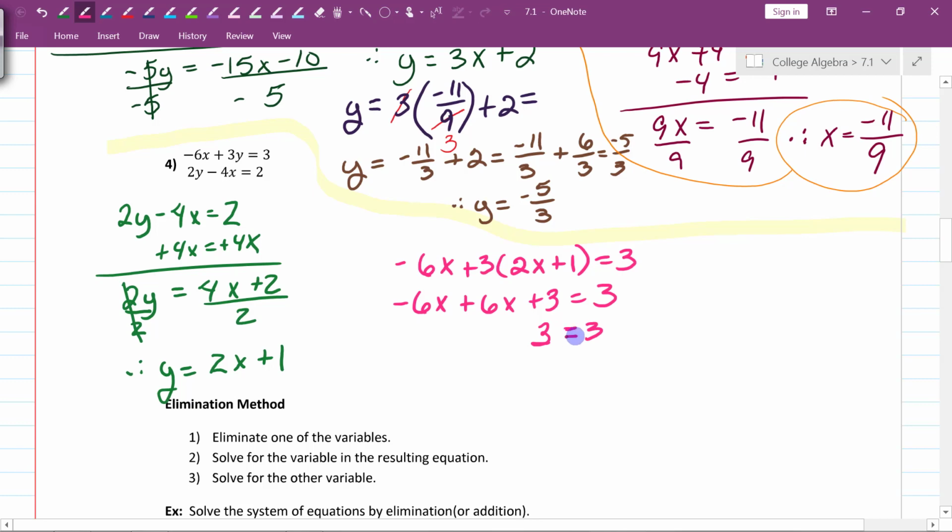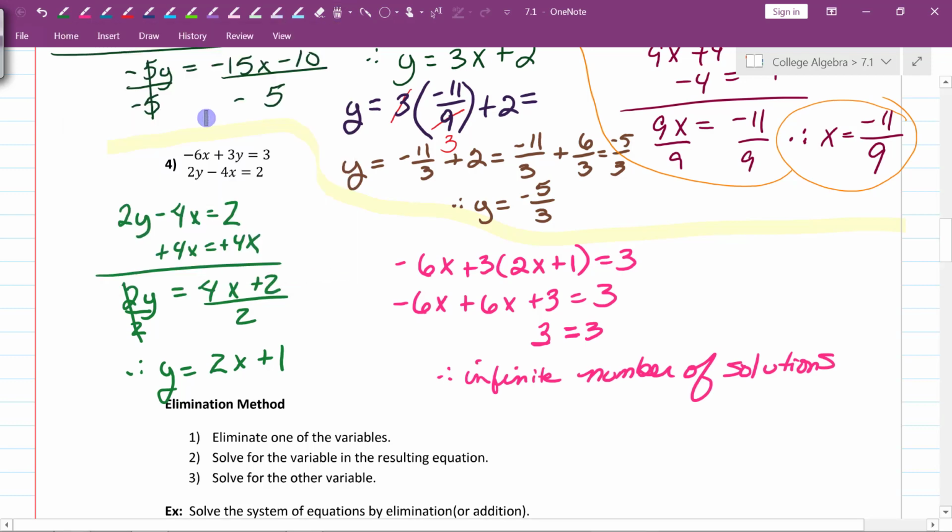This is a very true statement, but it also tells me that I have parallel lines that are actually laying on top of each other. This is simply a multiple of this. So they're actually the exact same line laying on top of each other. I can put any common point for x, solve for y, and it will be on the line. And so we have an infinite number of solutions.